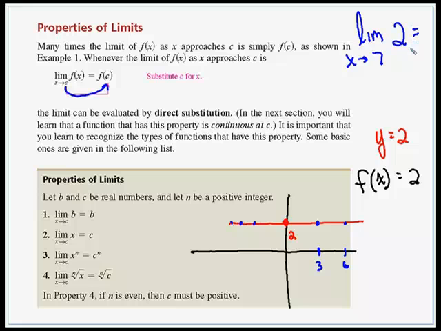Our function is y equals 2. That's just this horizontal line. No matter what number I put down here to approach from either side, I could put it over here at negative 2. The limit as x approaches negative 2 is still going to equal this number. As we approach negative 2 from either side, on our function, we're going to be approaching this point at a height of 2. So no matter what that c is, if it's just a number here, that's what we're going to approach. Number 2.